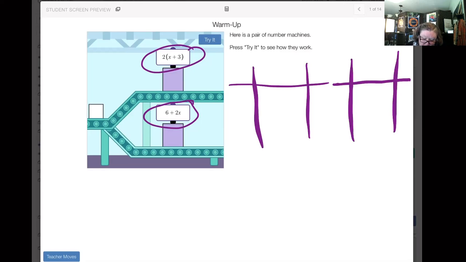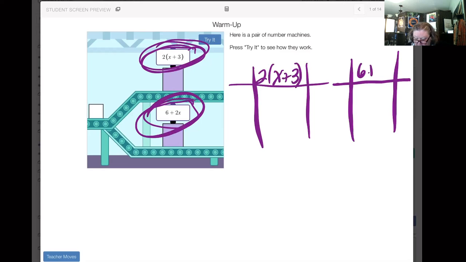In the first one, we're going to put this rule or this expression, 2 × (x + 3). And in the other one, we're going to put this expression, 6 + 2x. Tables are a really great way to organize things in math.